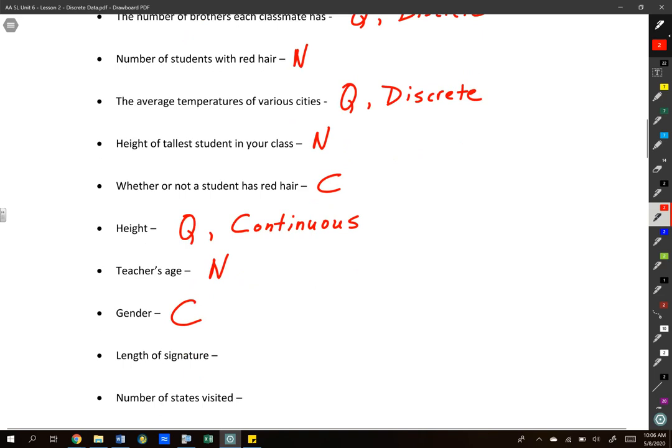The length of your signature, all right? So that's something that would be measured. That's something that would vary. So this would be quantitative. Because there's infinite possibilities, continuous.